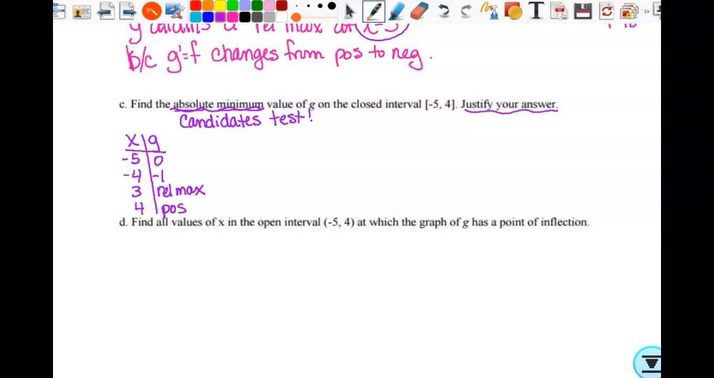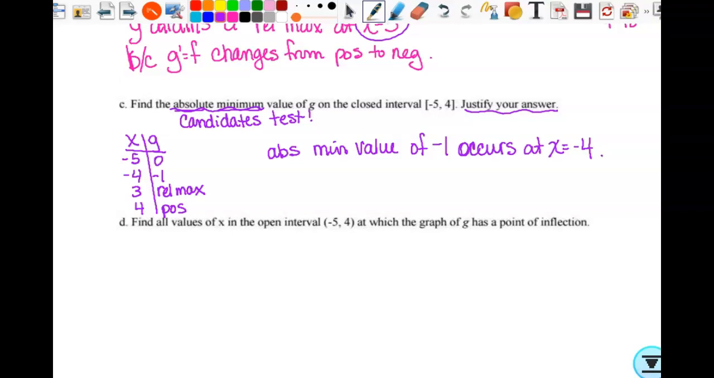Okay? And then we can say, so absolute minimum value. What's the absolute minimum value? -1, good. Absolute minimum value of -1 occurs where? At x equals -4. So the minimum value is -1. It occurs at x equals -4. Jeremiah, come on now. What questions we got?